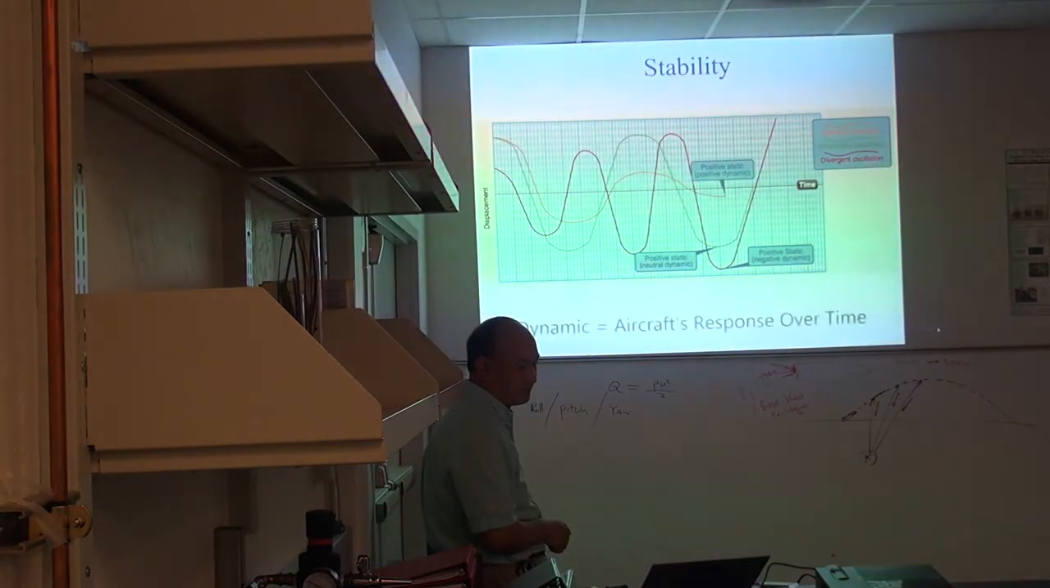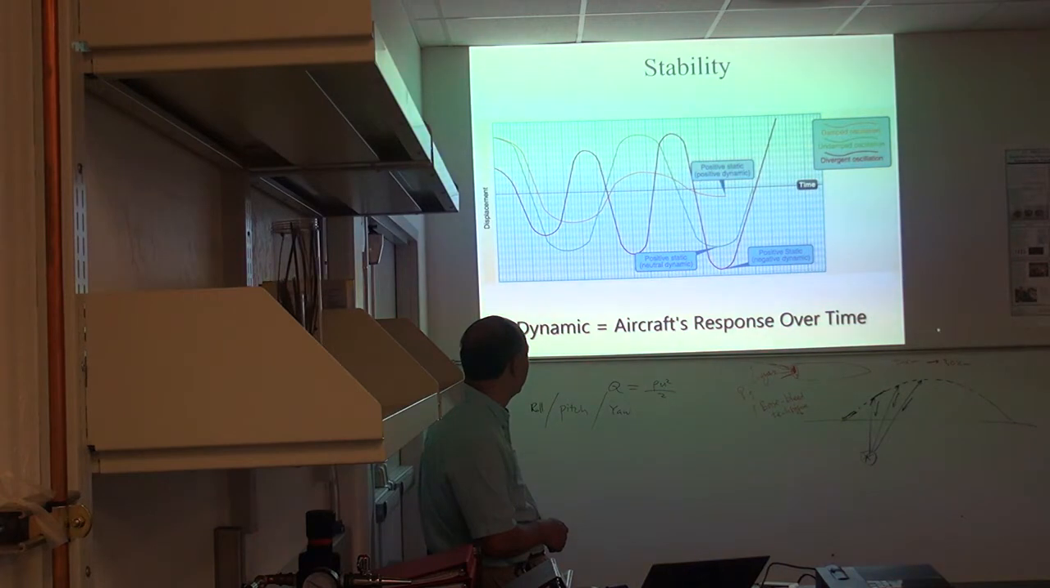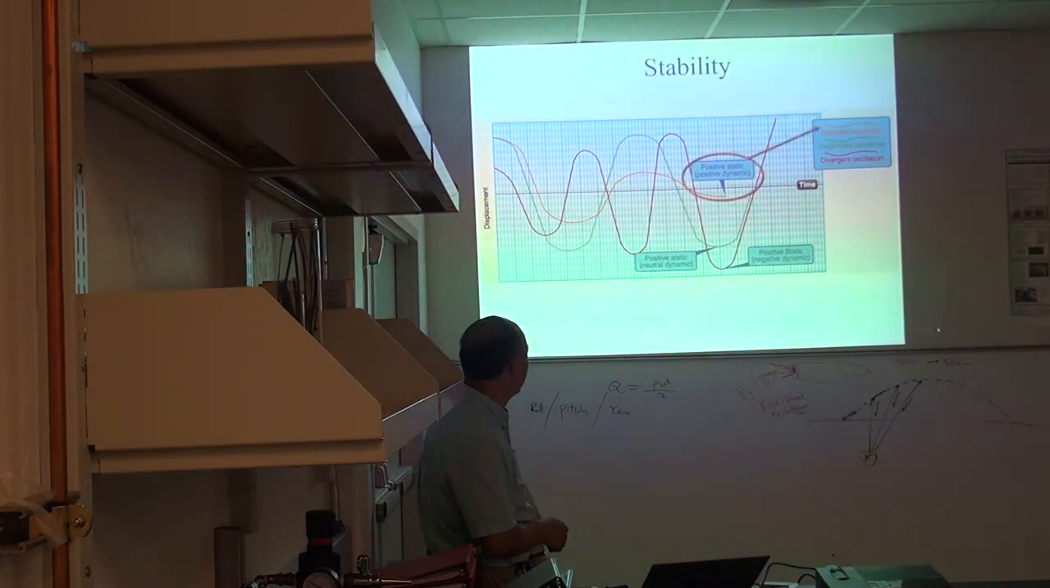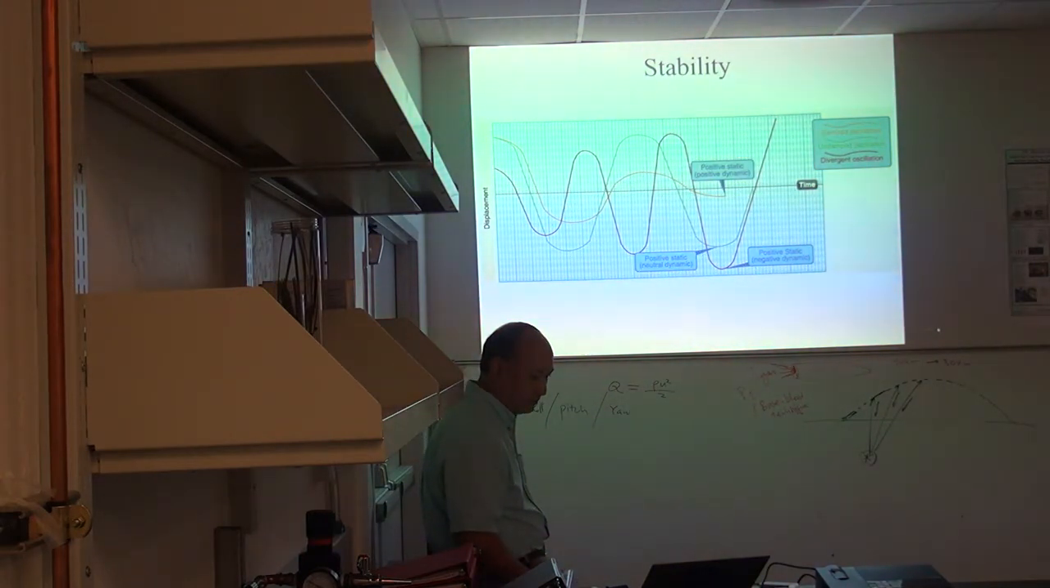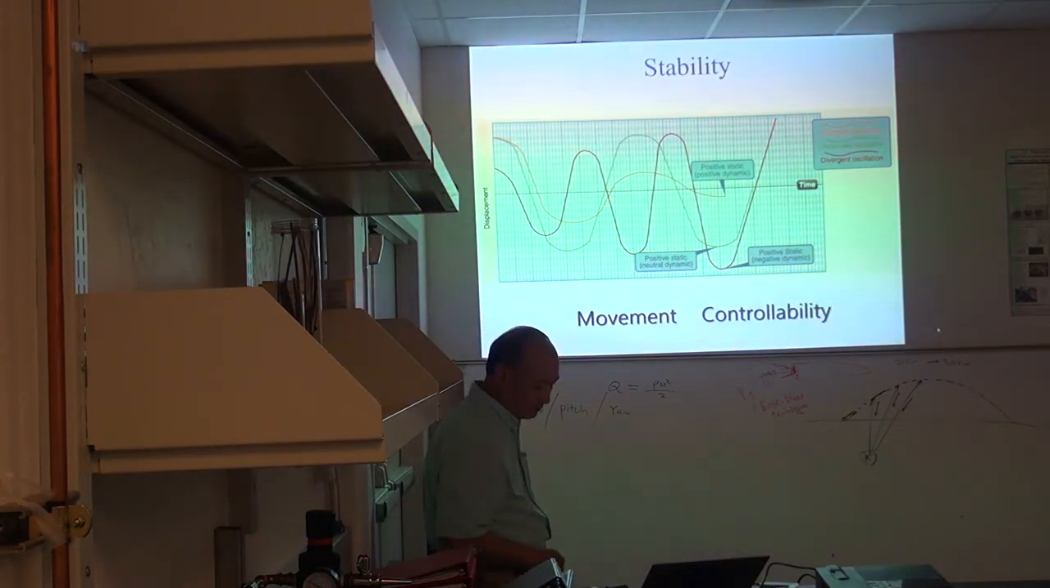Dynamic stability refers to the aircraft response over time when disturbed from a given angle of attack, slip, or bank. This type of stability also has three subtypes: positive dynamic stability, neutral dynamic stability, and negative dynamic stability. These act in the same way as the static subtypes, but these subtypes explain the same relation over time as shown on the above graph. Stability in an aircraft affects two areas significantly: movement and controllability.